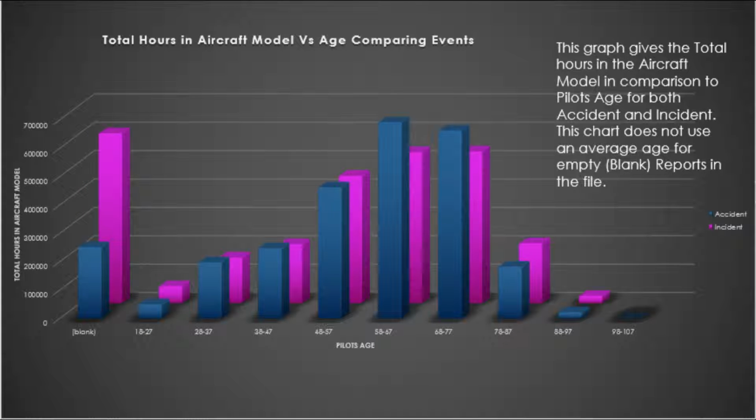This graph is very similar to the last. The difference is it separates the accidents and incidents. Again, note the blank age bracket and the total number of hours for the model aircraft in each report.